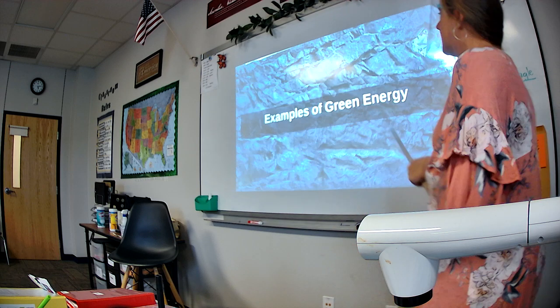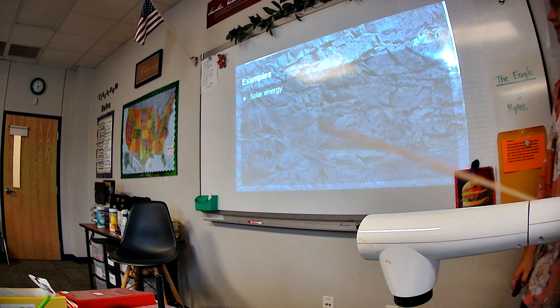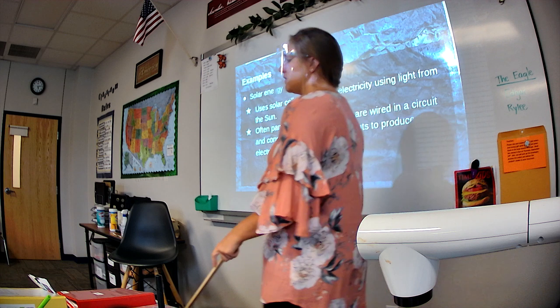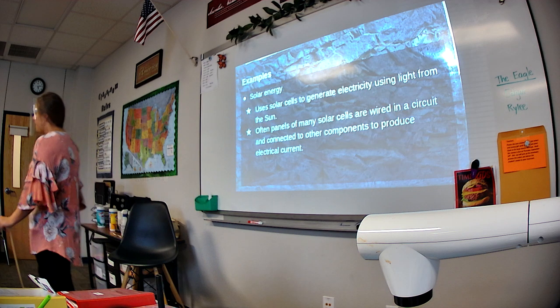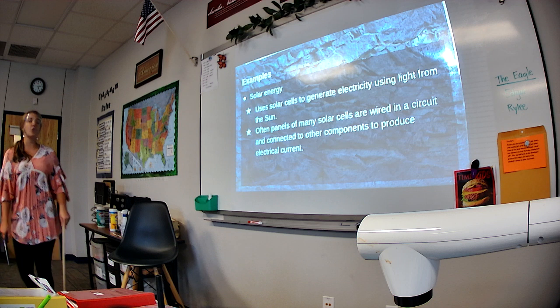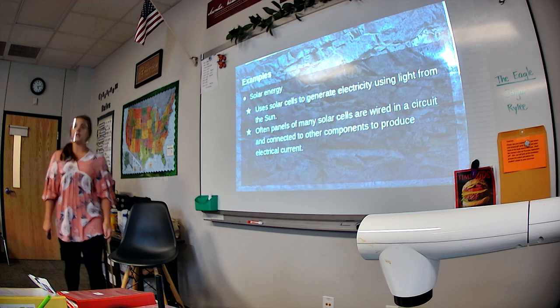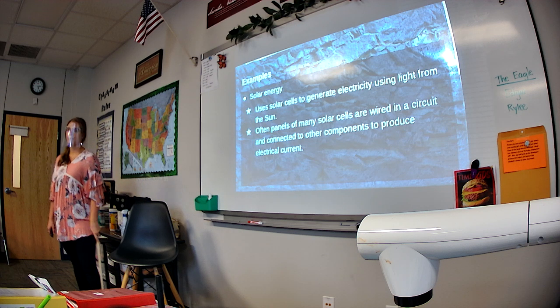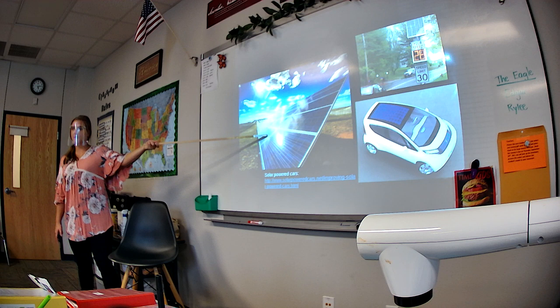Alright, so let's go to some examples. Examples of green energy. First one is the one I've been talking about. Solar energy. Number one, solar energy. First example. In solar energy, this type of green energy uses solar cells to generate electricity using light from the sun. Okay, I'm going to go back to this. Look up here real quick. It looks like this. Okay?